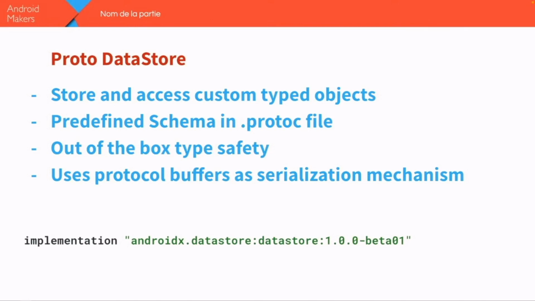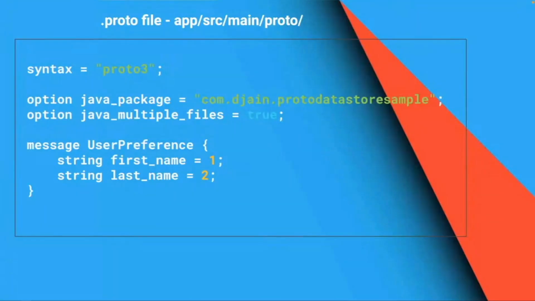So let's see how this works. Again, we first add the necessary dependency. Now here, we need to define the schema first. So again, going back to the example of the user's first and last name, here we need to create something called a proto file that looks something like this.